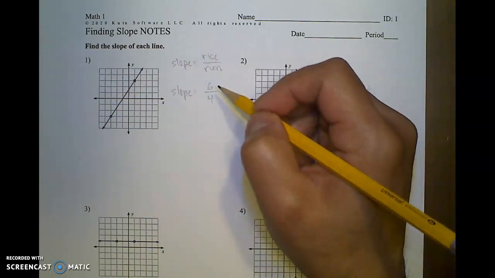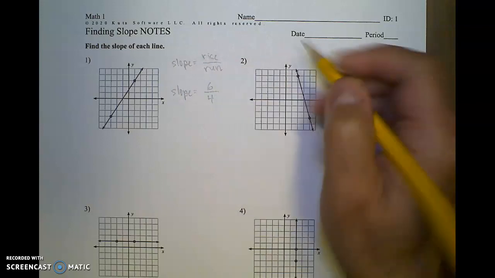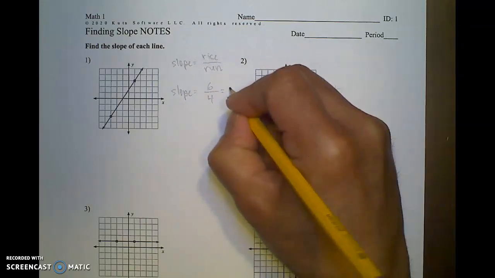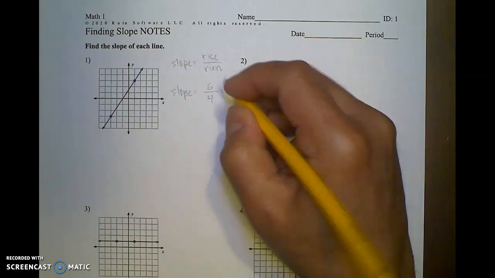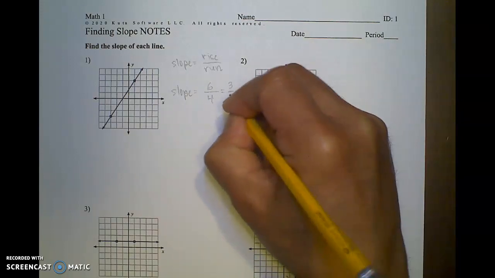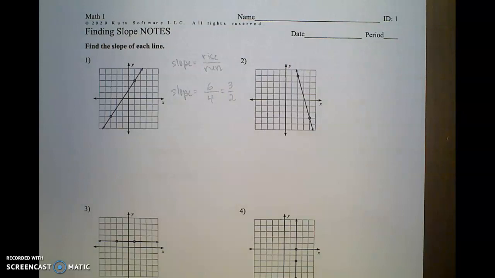So it's a slope of 6 over 4. Now I can also reduce the slope. 6 and 4 are divisible by 2. So I have my slope as 3 over 2.